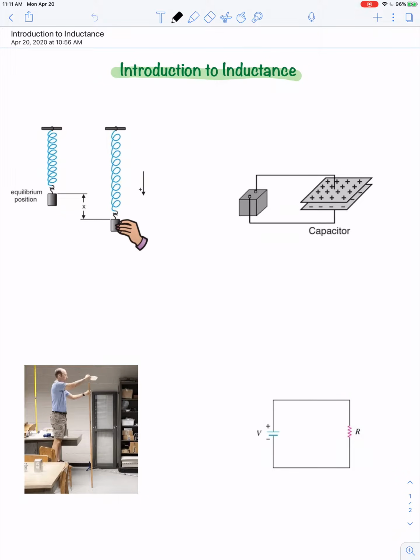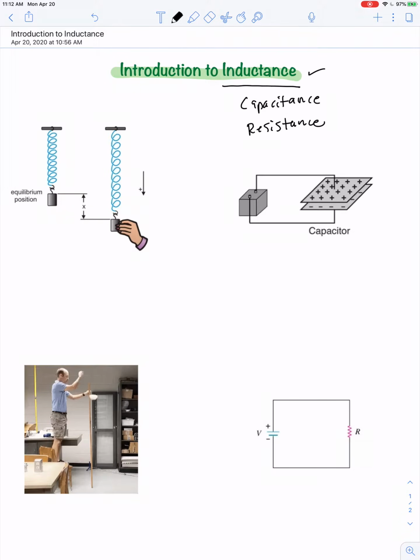Electrical inductance is a property of some components of electrical circuits, and to help introduce you to the quantity known as inductance, I want to remind you about capacitance and resistance. And then after reviewing capacitance and resistance, we'll introduce inductance.